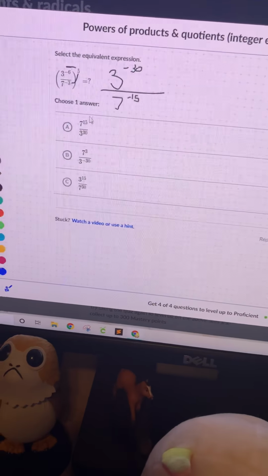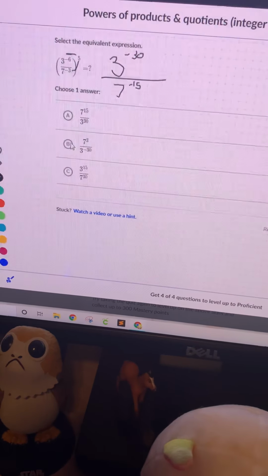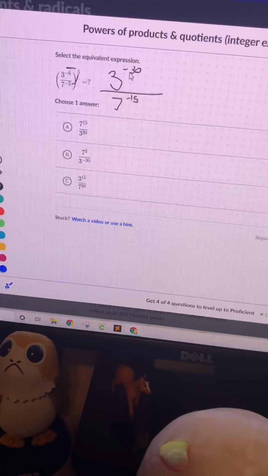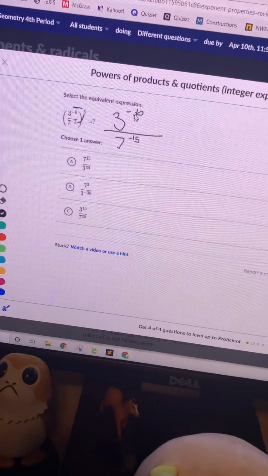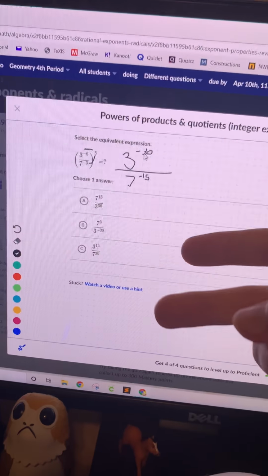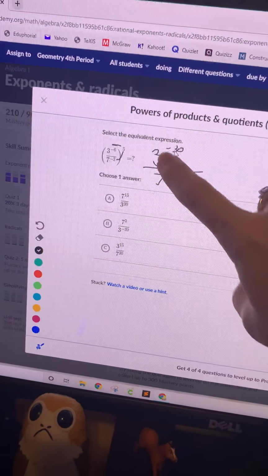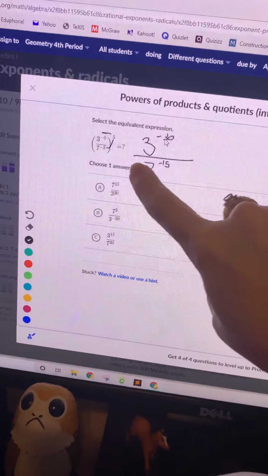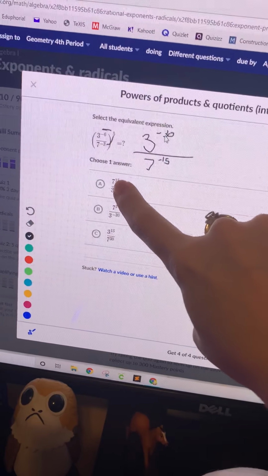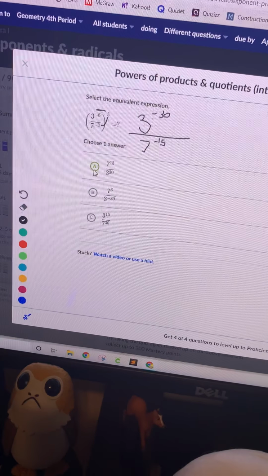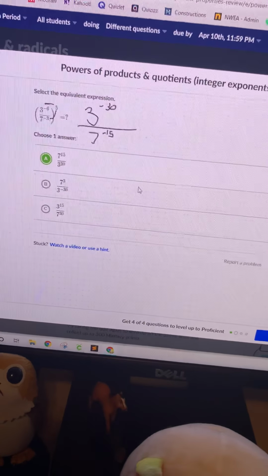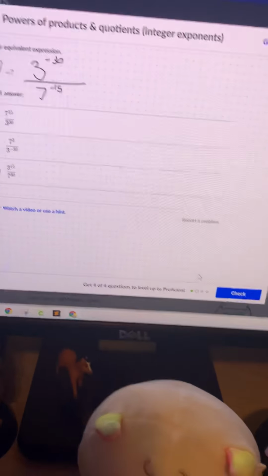So if we check, I don't see that exact thing here, but what we notice is both of these are negative exponents, which means they're in the wrong part of the fraction. Basically, we just need to flip it over. So the 3 should be on the bottom, 7 needs to be on the top, which, if you look here, it's this first one here. I've got 7 to the 15 over 3 to the 30. Check that.